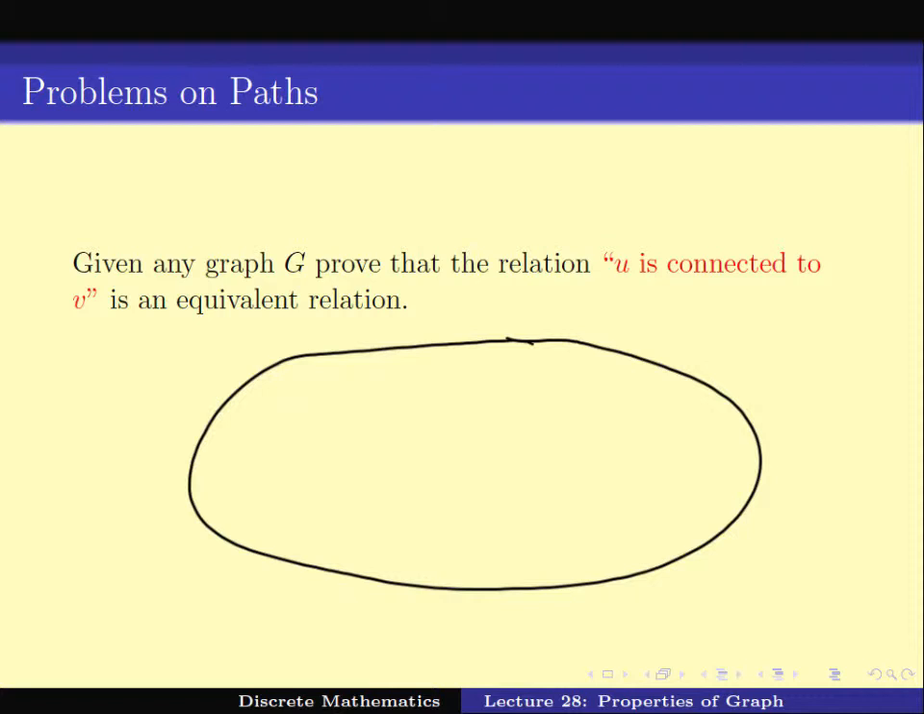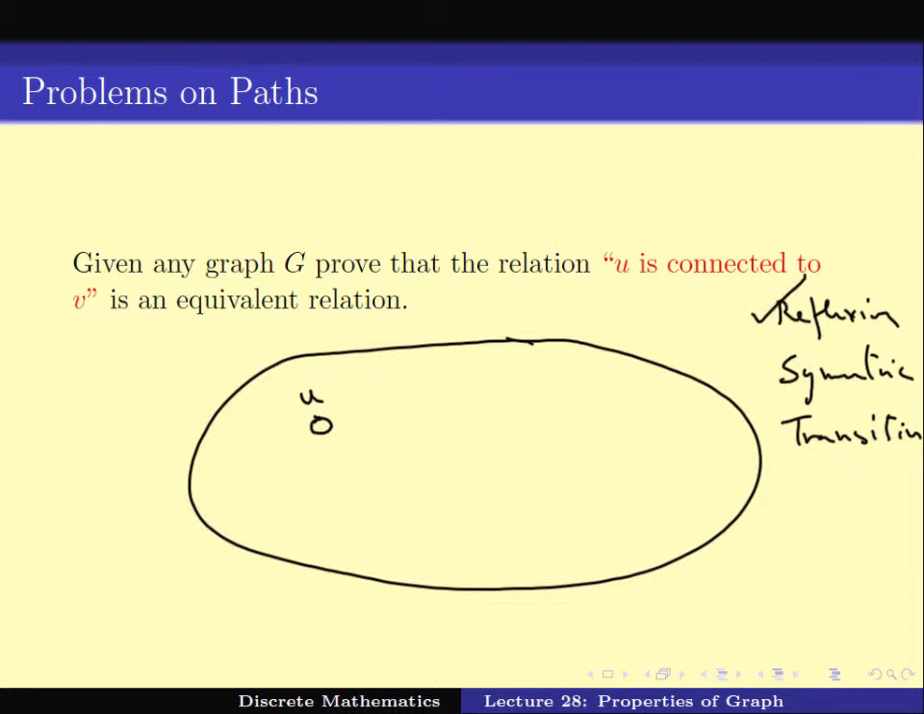Now, first of all, it is reflexive. Why? Because U is related to U. U is connected to U because you start from U, you are always in U, so there is a path going from U to U. So this is vacuously true that U is connected to U. So, I have to prove reflexive, symmetric, and transitive. Now, reflexive is easy. What about symmetric?